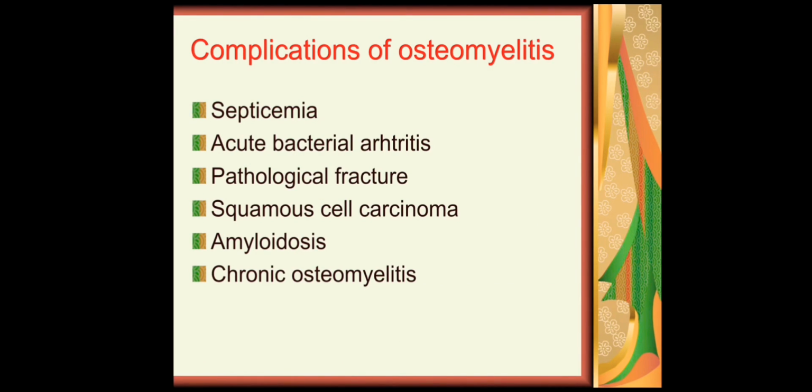Now coming to the complications of osteomyelitis, it can be septicemia or acute bacterial arthritis. It can be pathological fracture, squamous cell carcinoma, secondary amyloidosis, chronic osteomyelitis, endocarditis, sepsis as well. Sarcoma can also occur in the adjacent soft tissue of the infected bone.